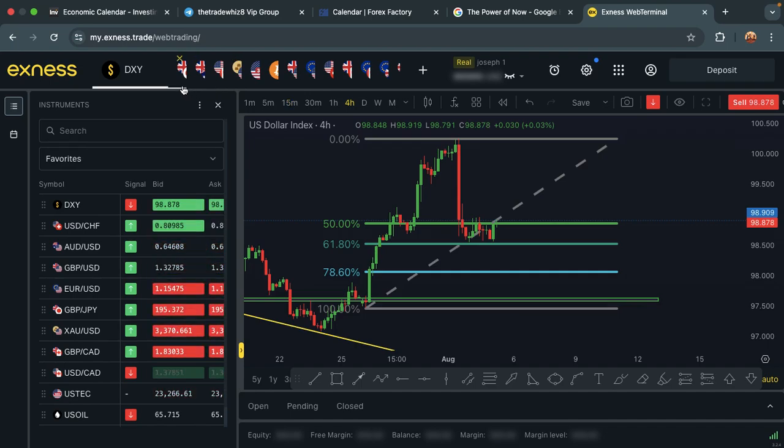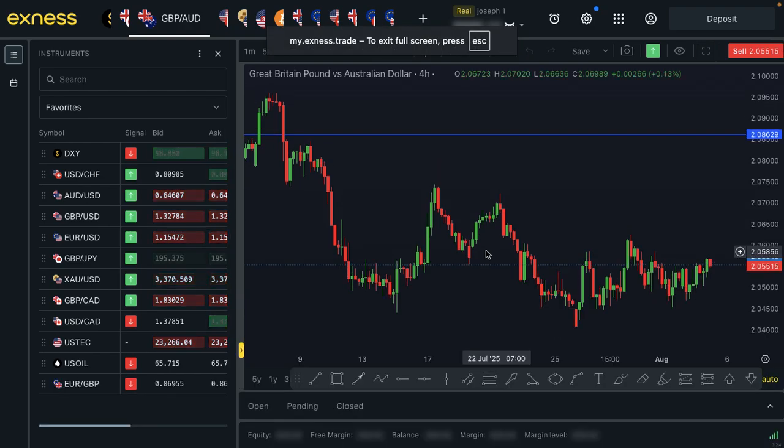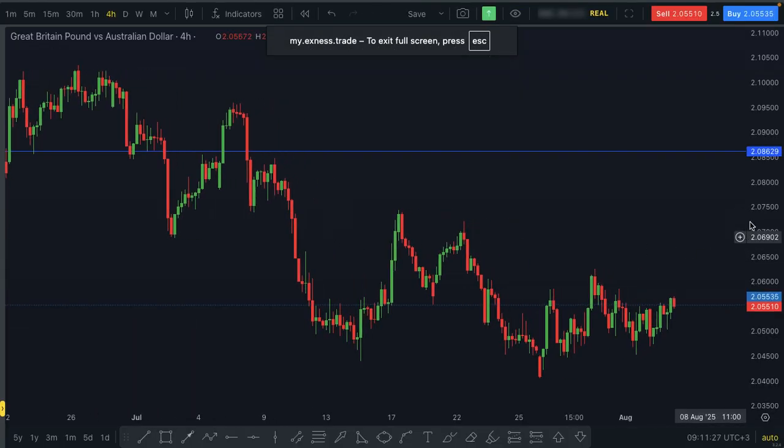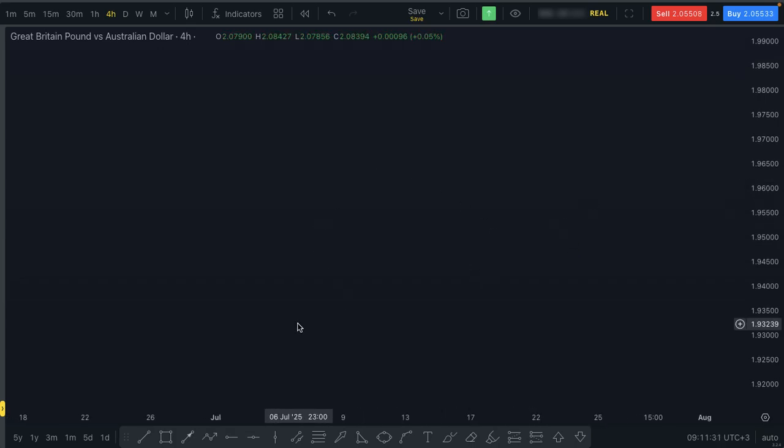So let's start with the first example, and that is the GBP AUD. Let me first give you some illustration. I'll explain a little bit about support and resistance.